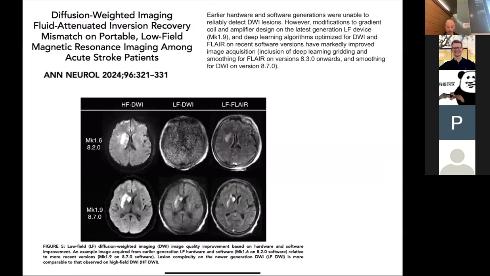And so the idea is they sort of know what they're looking for, right? And that's the whole idea of deep learning. If you sort of know what you're looking for, then you can optimize your recon to do a better job. Okay.